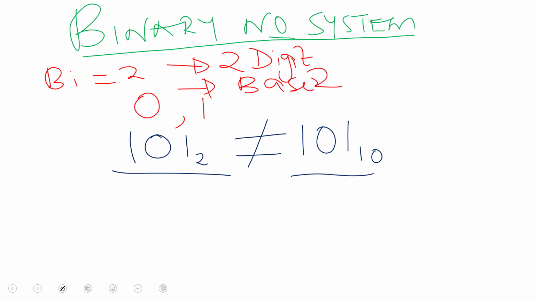I think that means yes, 101 binary number is not equal to 101 decimal number. Very good. Very good.